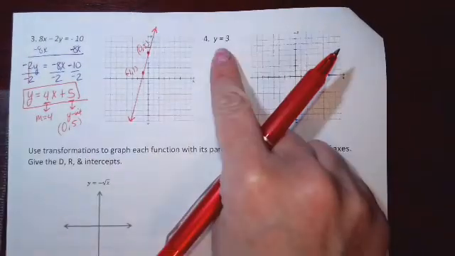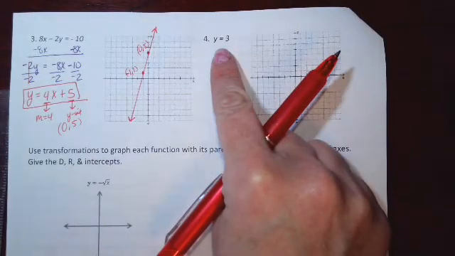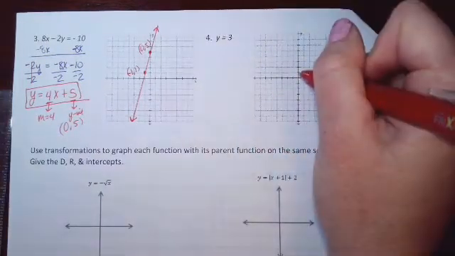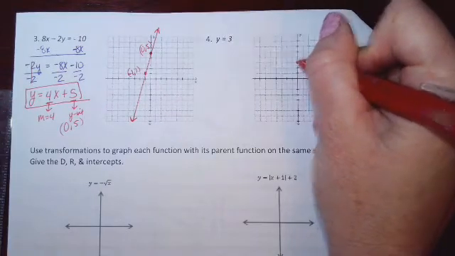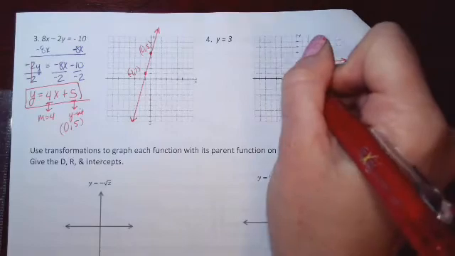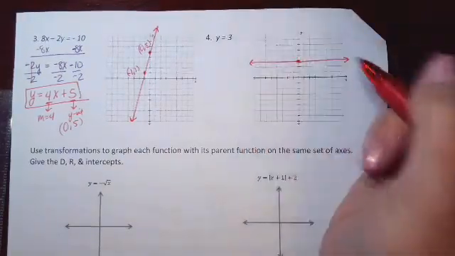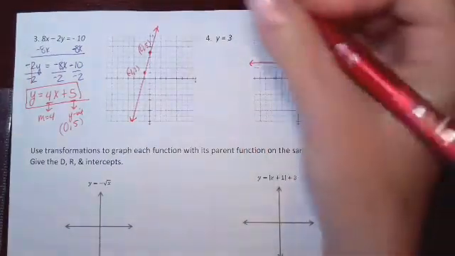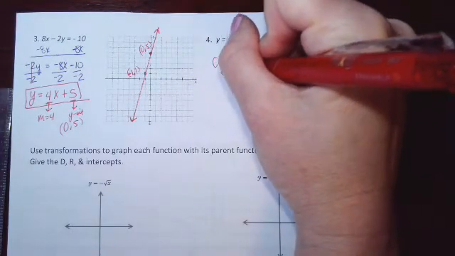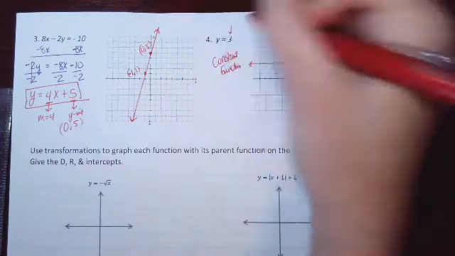Let's switch and do number 4. Y equals 3, so we're interested in a line where I've got all of the y values of 3. Well, my y equals 3 is right here. Y equals 3 is also all the way across here. Hopefully you remember the type of function this is. This is my constant function because y is equal to a constant.